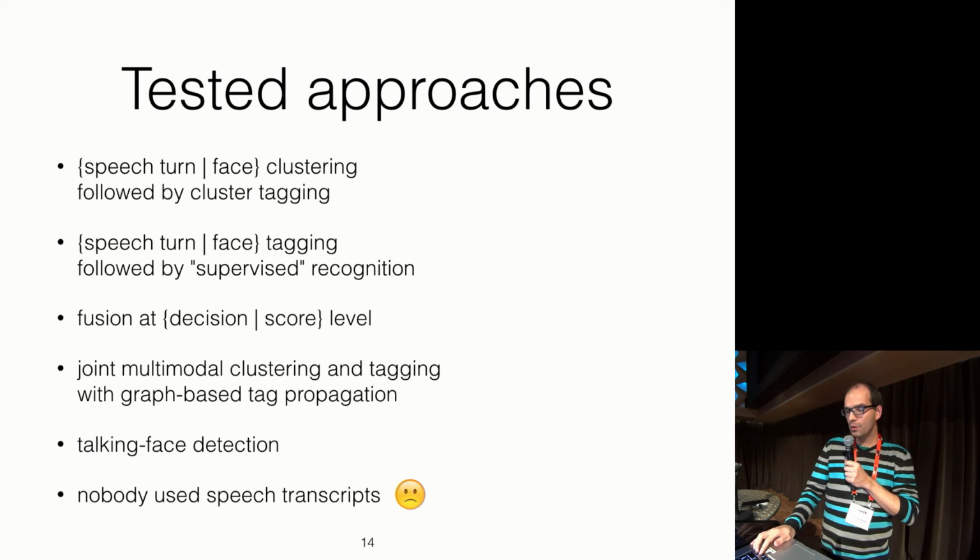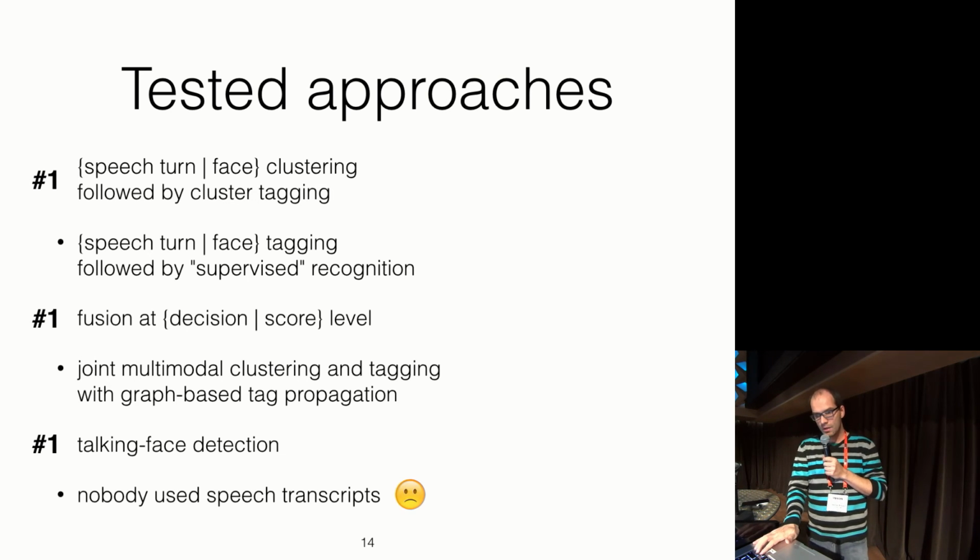The winning team also used talking face detection that would help in this task where we really wanted to have talking faces only in the results. And unfortunately, nobody used the speech transcript, which is also what we noticed last year. With this very diverse corpus that we provided this year, we expected participants to use the speech transcript, but it's not the case, because it's much more difficult to first get the names from the speech transcript and then to actually use them to tag the speakers.